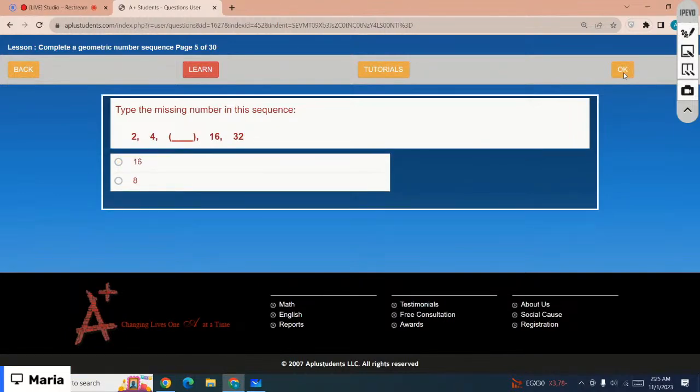Okay, the next one is 2, 4, the missing number, 16, 32. So which number is missing in the sequence? Very good, the missing number is 8.